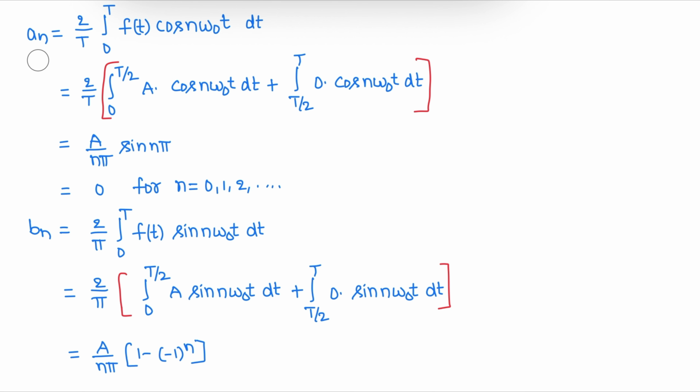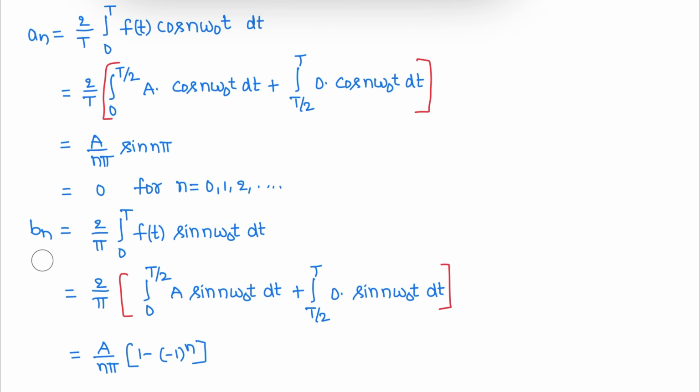Its formula is 2 by T integral 0 to T f of t cos n omega naught t dt. Again same thing, f of t value from 0 to T by 2 is A. f of t value from T by 2 to T is 0. So we will get A by n pi sin n pi. Its value is 0 for all values of n. Sin n pi is 0.